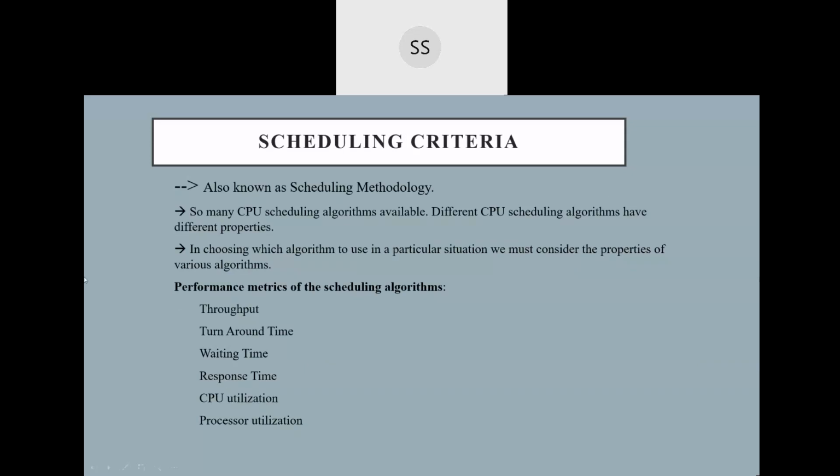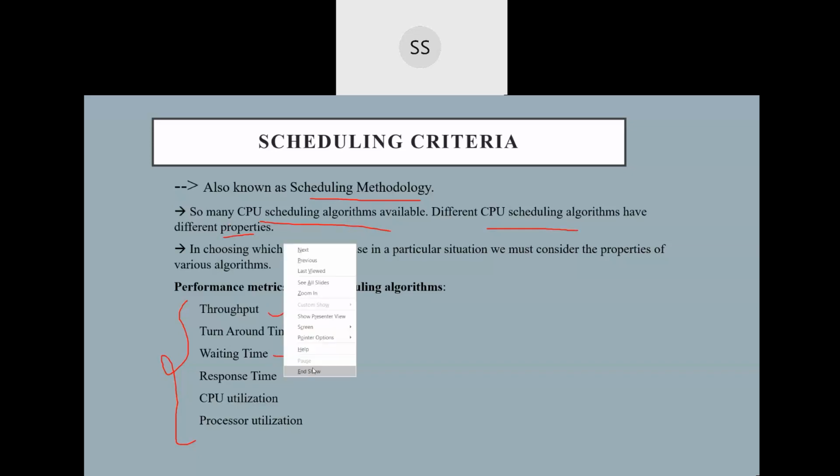Yes, madam. Now we'll go for scheduling criteria. It's a basic important one. Based on these performance metrics, today I'm going to deal with one of the algorithms. This scheduling criteria is also known as the scheduling methodology. There are many processing algorithms, as we are dealing with the processor. These different scheduling algorithms have properties: throughput, turnaround time, waiting time, response time, CPU utilization, and processor utilization.